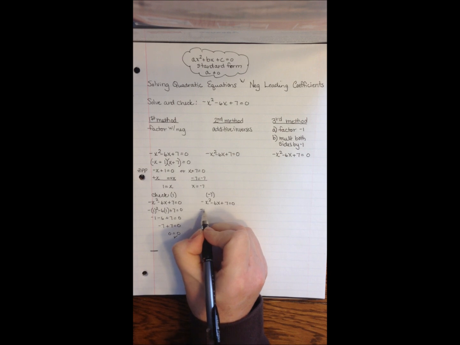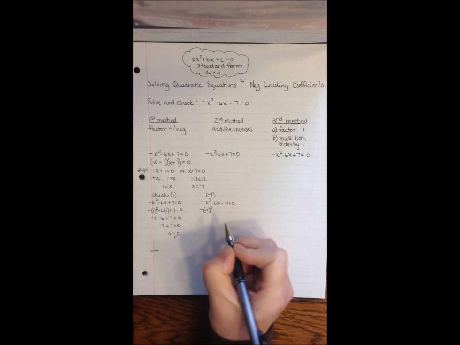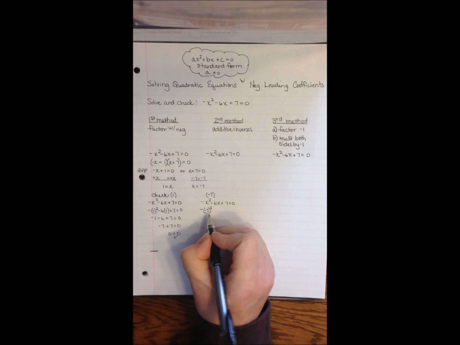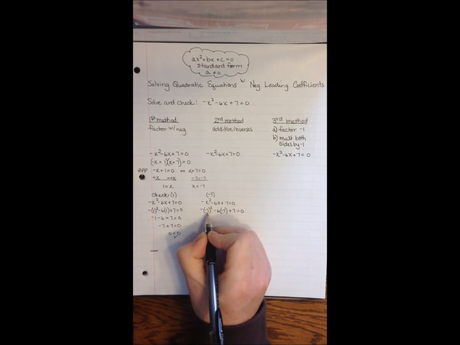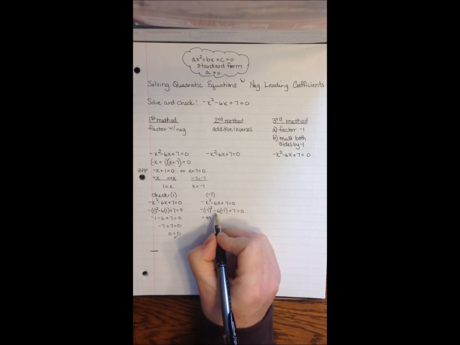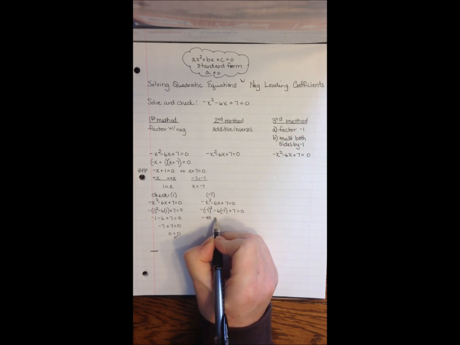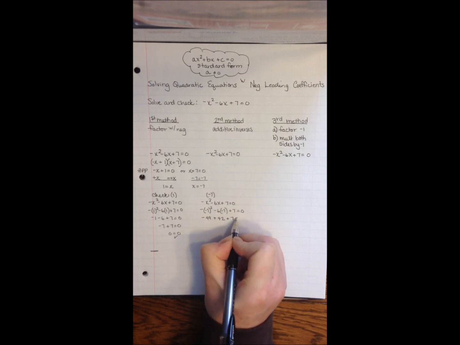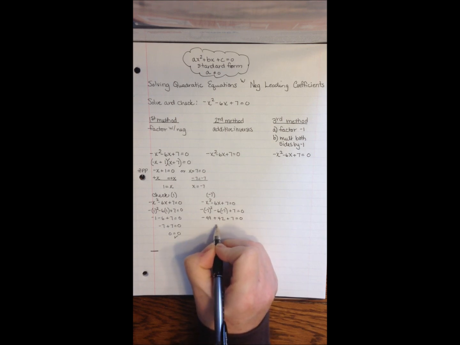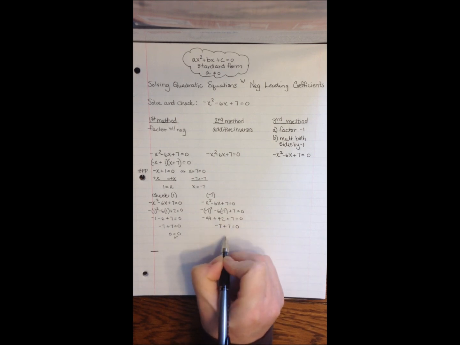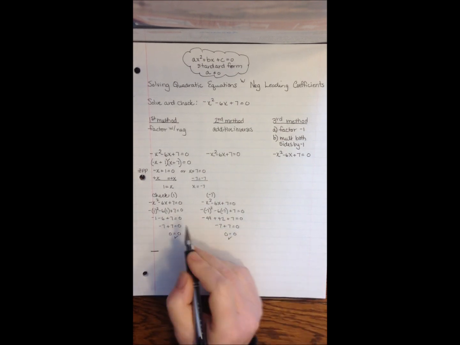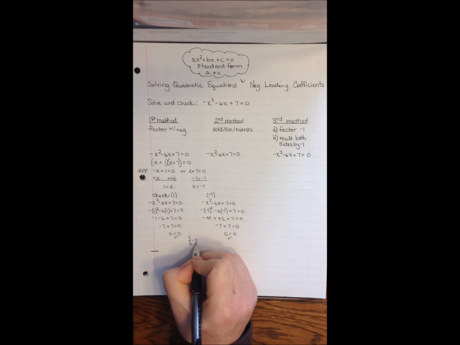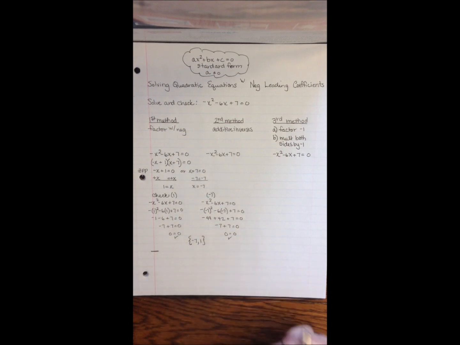Now we're going to check negative 7. The negative 7 has to go in parentheses because we are squaring the negative 7. Negative 7 times negative 7 is 49, and we want the opposite of that, so we're bringing down the outside negative. Negative 6 times negative 7 is positive 42. Negative 49 plus 42 is negative 7, and negative 7 plus 7 is 0. So this solution checks in the equation, and our two solutions are negative 7 and 1, and we have our solution set.